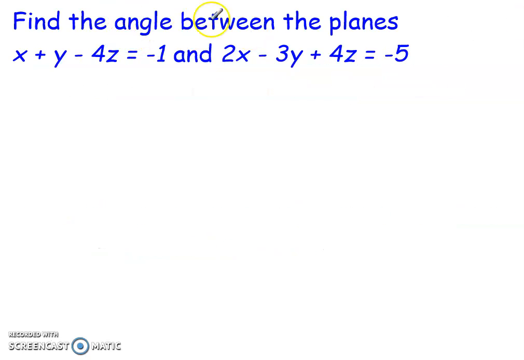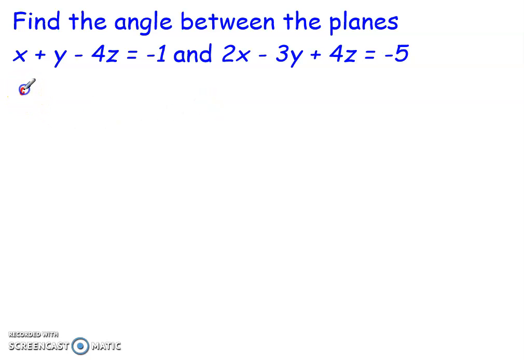So the first question, I want to find the angle between the planes with these given equations. Now remember the theory behind it. The angle between the two planes is equivalent to the angle between the two normals of the planes. So the first thing I have to calculate is the normals of both planes. Then I have to use the scalar product and the fact that cos theta is equal to A dot B over magnitude of A magnitude of B to get my angle.